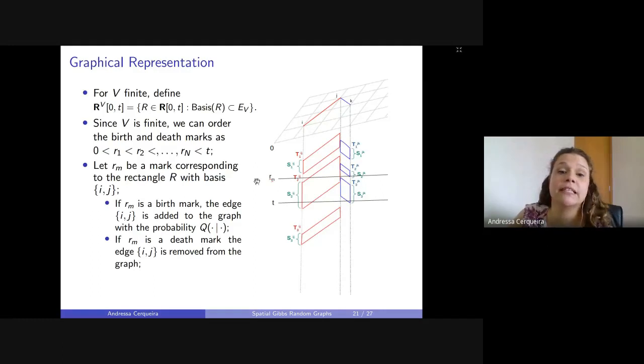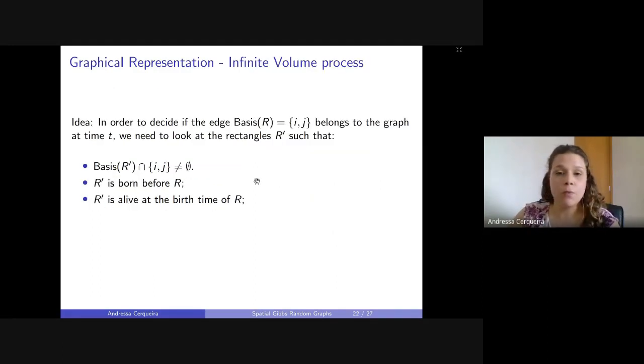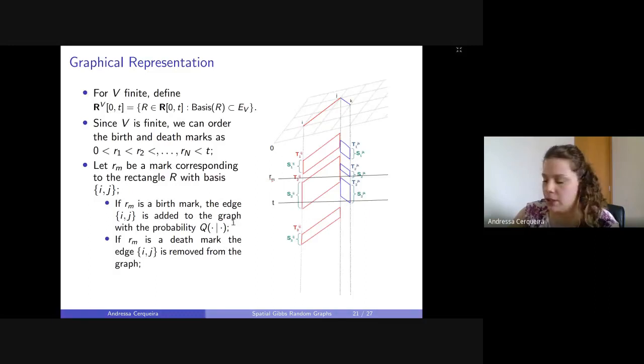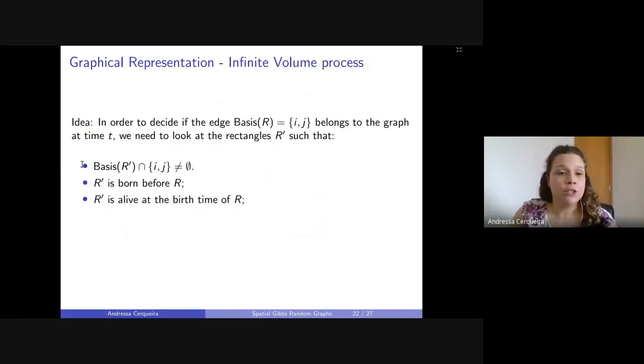But this construction gives us the idea that I just explained: if I want to define whether an edge with basis ij will be added or not in the graph, I need to look at all the rectangles that have bases that intersect i and j, because this comes from the difference of the functions f, remember, to compute these Q probabilities. So the first thing I need to look at is all the rectangles such that the bases intersect i and j. So this intersection here is not empty.